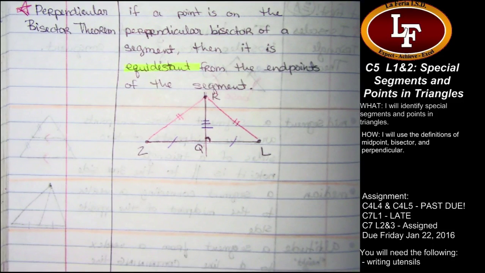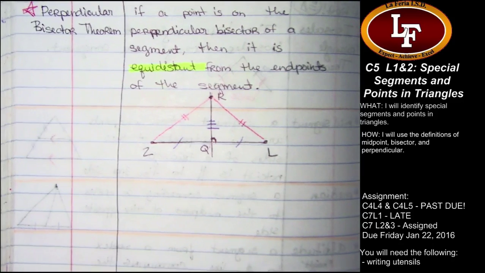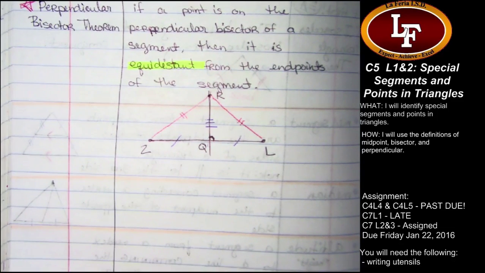Exactly. This theorem will help us create some congruent triangles, but not just congruent triangles, but what kind of congruent triangles? Right triangles. They're right triangles.